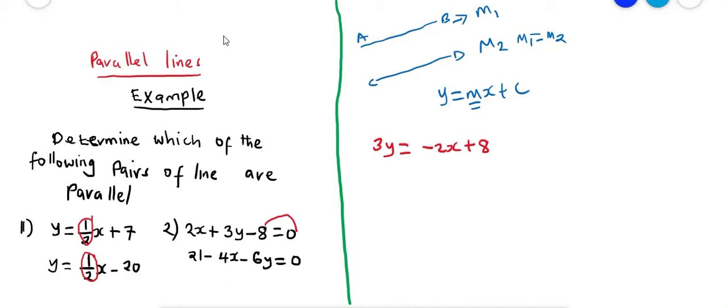Expressing an equation in the form y equals mx plus c means that we should leave y on one side and take the rest of the items to the other side of the equation. So what is remaining here is we divide every term by 3, so that our final equation will be y equals negative 2 over 3 x plus 8 over 3. So clearly here, our m1 is negative 2 over 3.